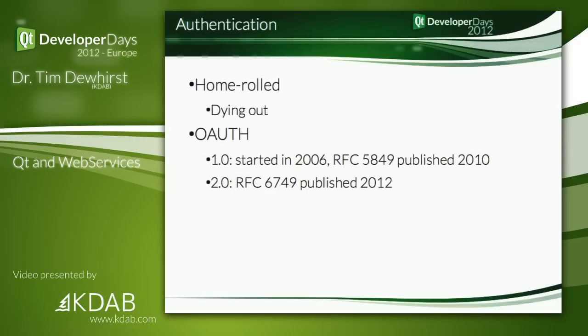In the early days, it used to be pretty much home-rolled, and we still come across some web services where the authentication is home-rolled. This is by and large dying out, mainly because the home-rolled schemes that we see are not particularly good, and no one gets it quite right, and there's all kinds of problems with it. So then OAuth. Hands up, anyone familiar with OAuth already? It's been around for a while, 2006, it's just been updated.